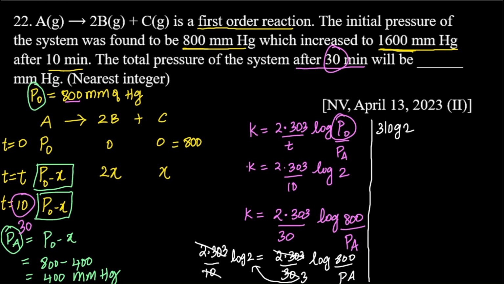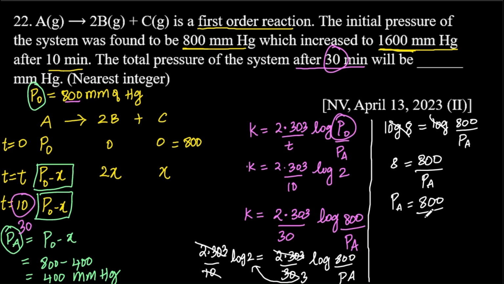So 3 log 2 you can also write as log of 2 cube. So what is 2 cube? 2 cube is nothing but 8. So this 3 into log 2 is now log 8, which is equal to log of 800 divided by PA. So log we can cancel the log. So 8 is equal to 800 divided by PA. So the value of PA is equal to 800 divided by 8, which is equal to 100. So we got the value of PA.